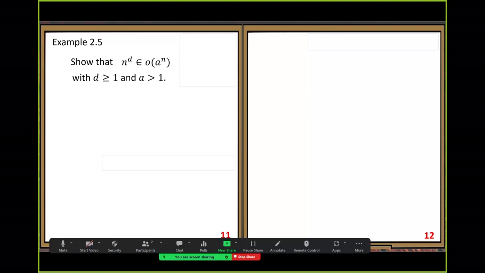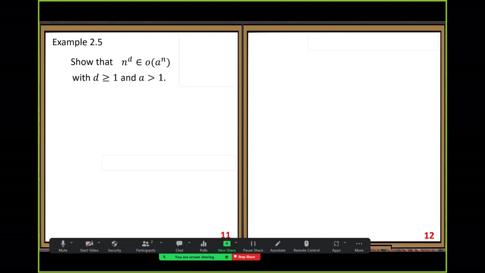This result is also quite basic and pretty important. Here you can see this little o notation tells us this fact: the exponential function a to the nth power with a greater than 1 dominates any power function, n to the d power function.